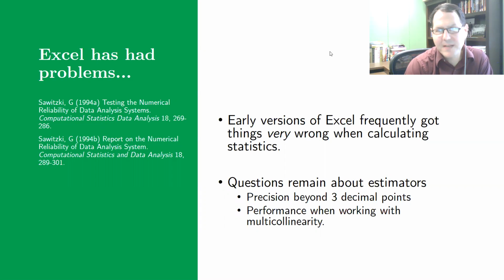Over the years, it's been fixed and tweaked and refined, but there still remain questions about how efficient Excel is and whether or not it really has precision out beyond about 3 decimal points, and how it works when we're talking about conditions where there's high multicollinearity. Multicollinearity is where you have multiple predictor variables, so independent variables, that are correlated pretty highly with each other, and that can complicate the math a little bit and apparently creates issues for Excel's estimator.